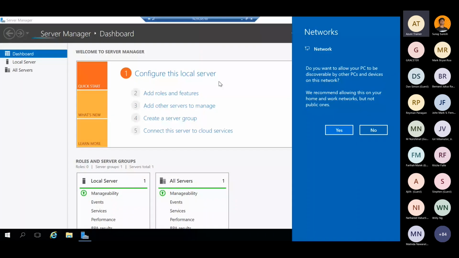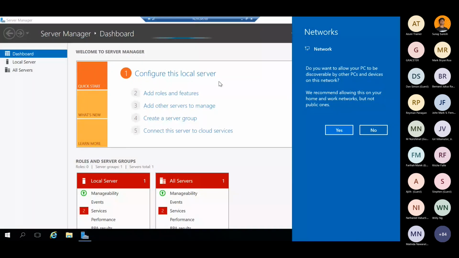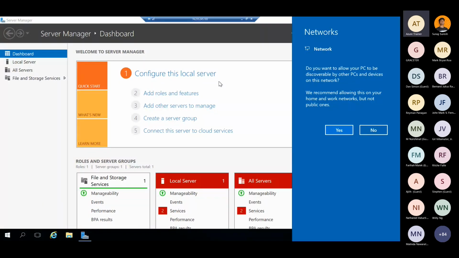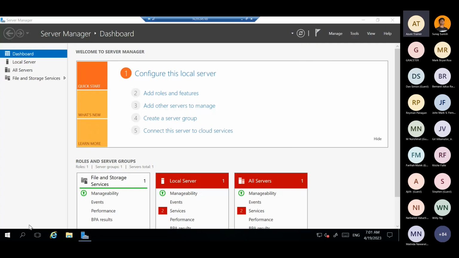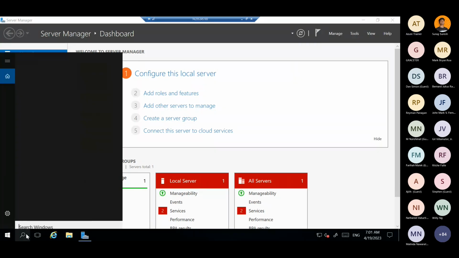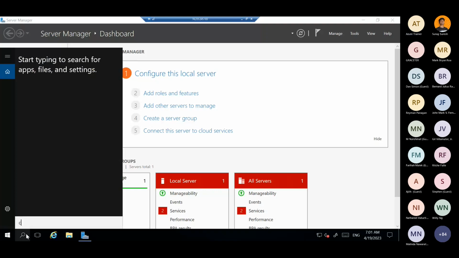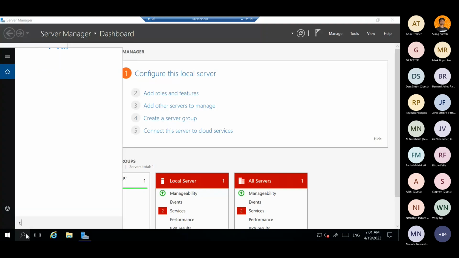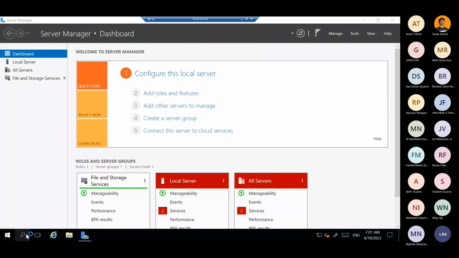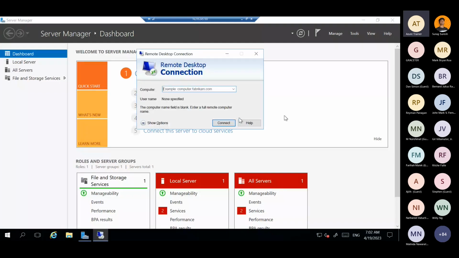Now, in case I need to connect to another server, you will take a remote desktop from here. You will open a command prompt and type mstsc. Right now I'll type 10.0.0. Whatever IP address I need, I'll type it here.